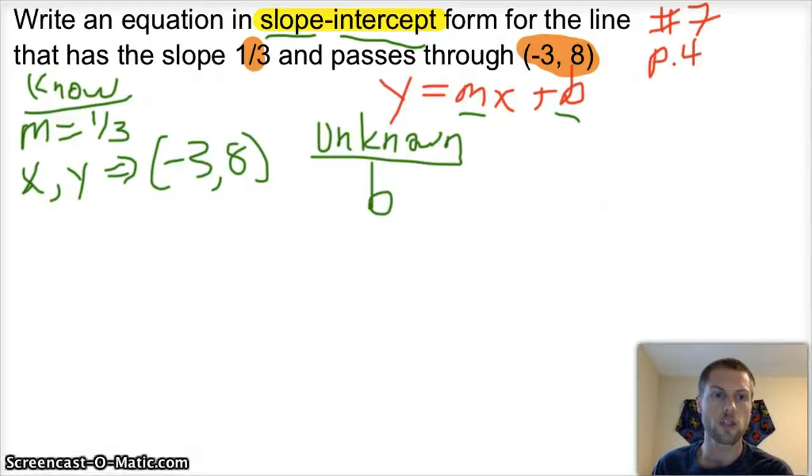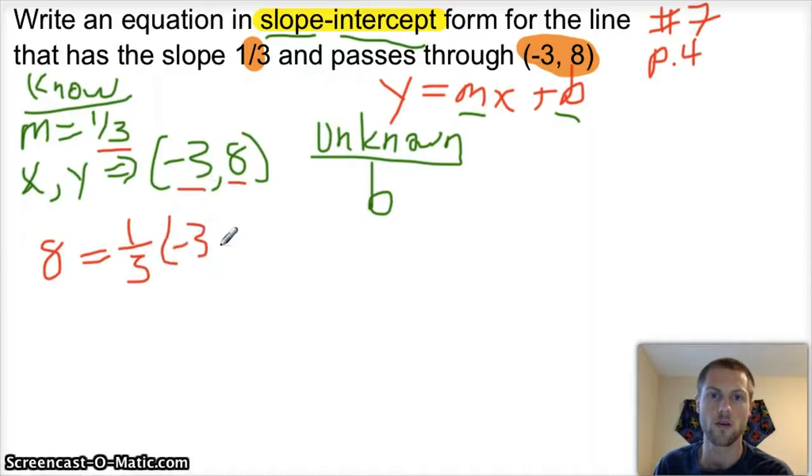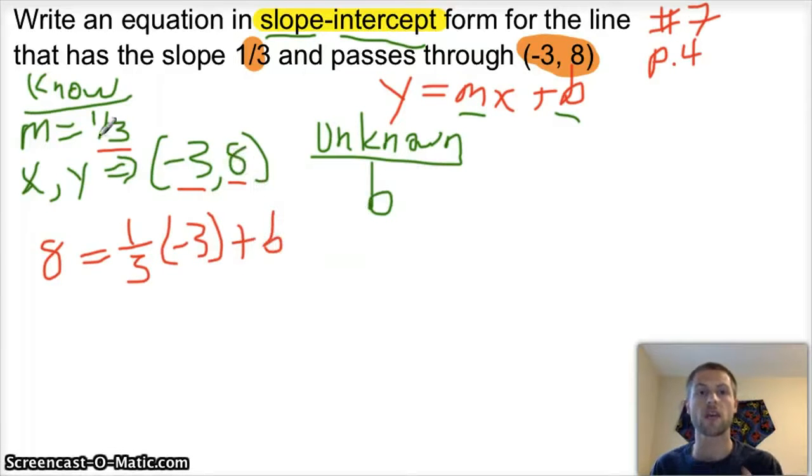So what do we do? We just take what we know and we plug it in to this formula. So I'm going to take this y, 8, equals, I'm going to take this slope, 1/3, times this x, -3, plus b. So all I've done here is I've taken my 1/3, my m, plugged it in for m. I've taken my x, plugged it in for x. Taken my y, plugged in for y.